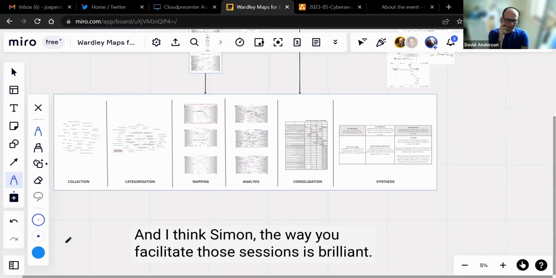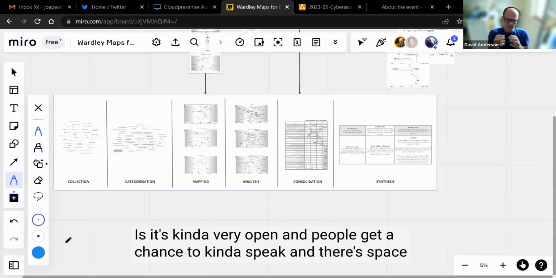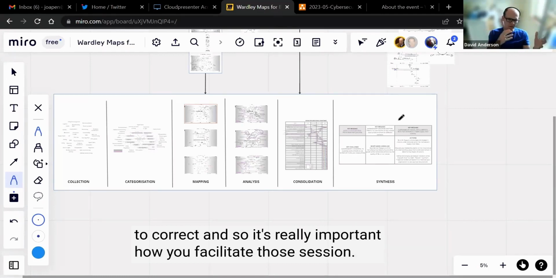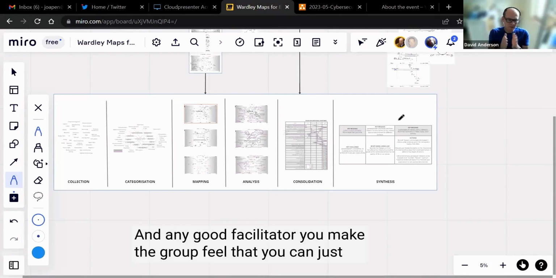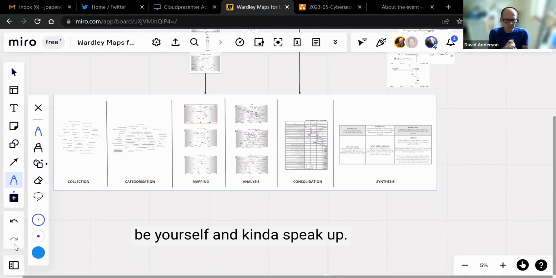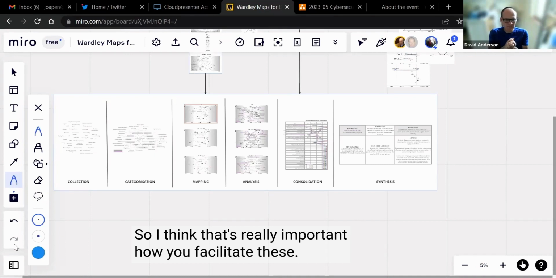And I think, Simon, the way you facilitate those sessions is brilliant. It's very open and people get a chance to speak and there's space to correct. So it's really important how you facilitate those sessions, make people feel safe and at ease. Any good facilitator makes the group feel that you can just be yourself and speak up. So I think that's really important, how you facilitate these.